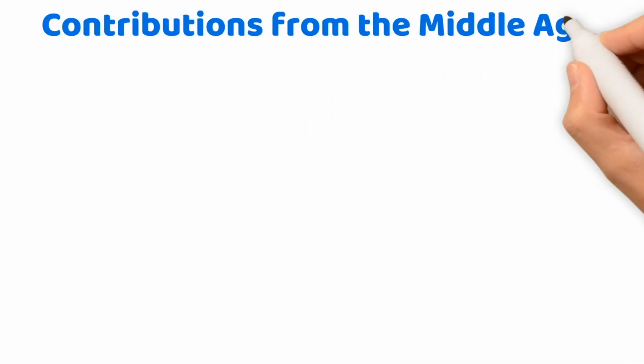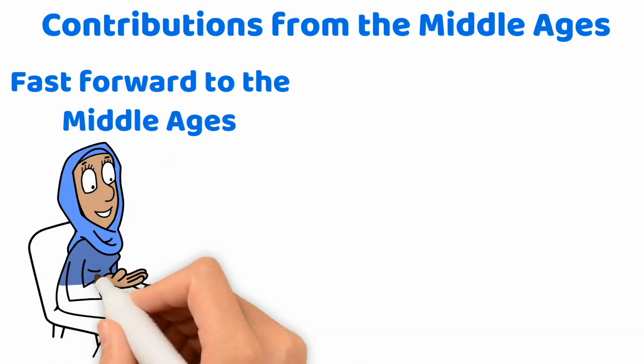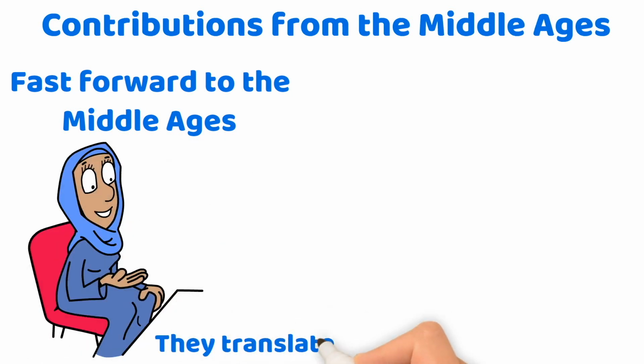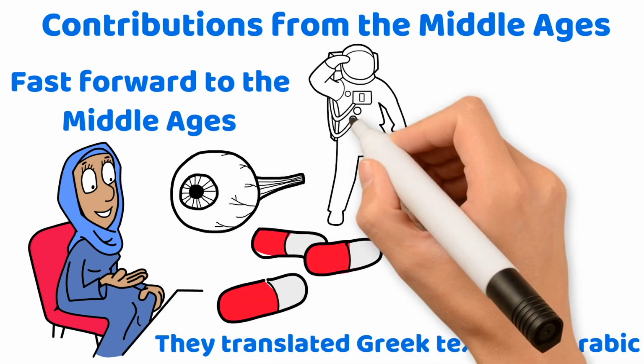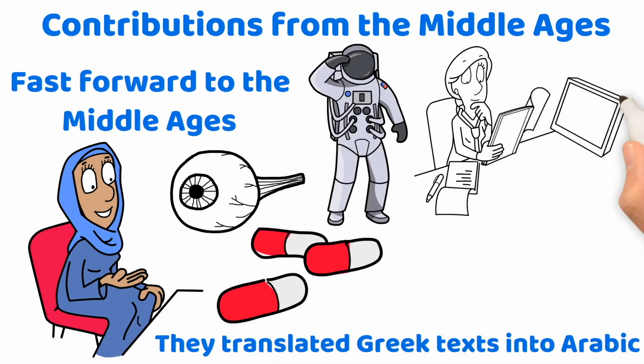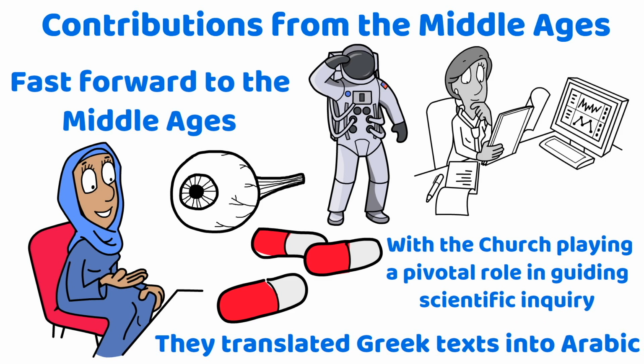Contributions from the Middle Ages. Fast forward to the Middle Ages, where Islamic scholars became the custodians of ancient knowledge. They translated Greek texts into Arabic, enriching fields like optics, medicine, and astronomy. In Europe, the intertwining of science and religion shaped the scientific landscape, with the Church playing a pivotal role in guiding scientific inquiry. The tides of change.